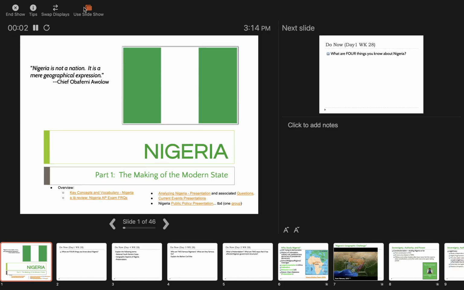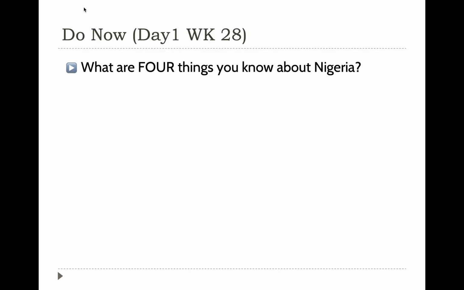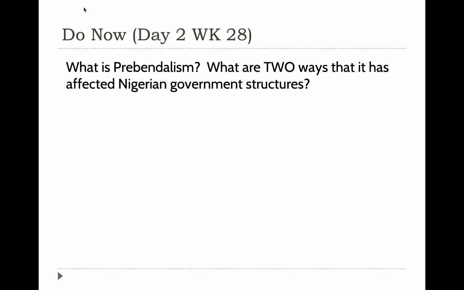Okay, Nigeria is our final country. You need to know it is the closest to the American structure. So if you know nothing else, use your AP US Gov to try to deduce how to go through Nigeria. You need to know everything in Nigeria comes back to prebendalism.